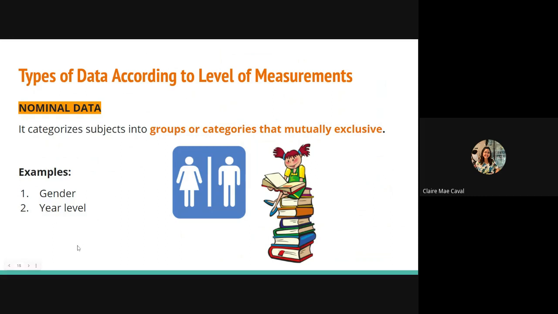This is in your quiz. Gender, of course, female and male. Even in the comfort room, females and males cannot be interchanged. Exclusively, females are females, males are males. Year level, for example, first year, they are the freshmen. Second year, sophomore. Third year, junior. And fourth year are the seniors. So for the year level, freshmen cannot be sophomores. Sophomores cannot be freshmen, as well as sophomores cannot be juniors, and so on and so forth, because they are categorized differently. Okay? So year level is a nominal data.